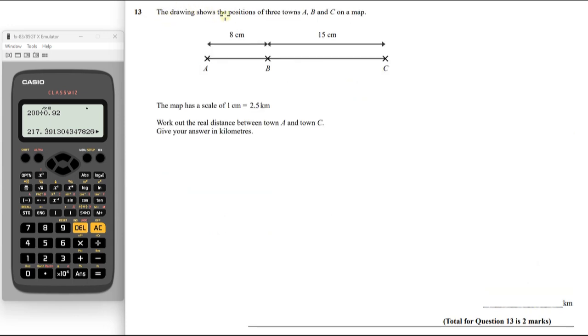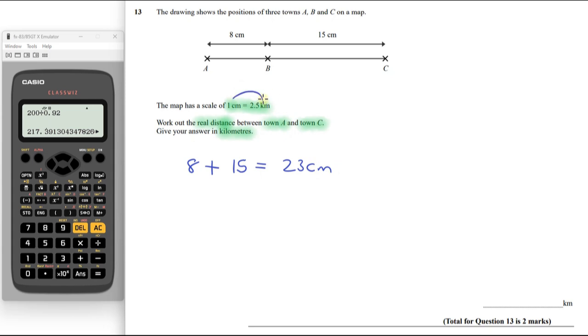Question 13. The drawing shows the positions of 3 towns, A, B and C on a map. The map has a scale of 1 centimetre is equal to 2.5 kilometres. Work out the real distance between town A and town C. Give your answer in kilometres. So we need to work out the distance from A to C. We can see the distance on the map is 8 plus 15, which gives us 23 centimetres.